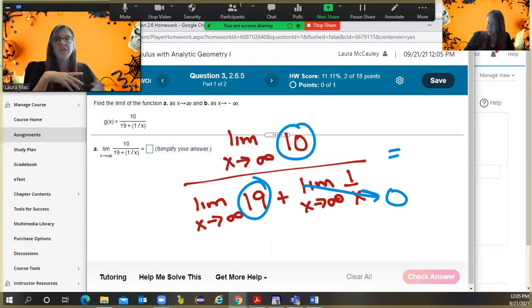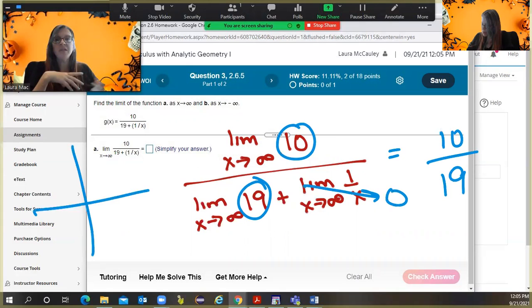This is a constant, and this is a constant. So what happens when you go to infinity of 10? Well, you're 10. What happens when you go to infinity with 19? It's a 19, right? So these are just horizontal lines. If you look at the graph, this is the horizontal line, y equals 10. As you go to infinity, you're just 10. You're not doing anything. So same with the 19. So this is just 10 over 19.